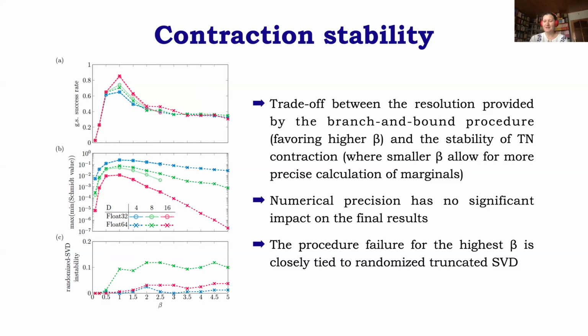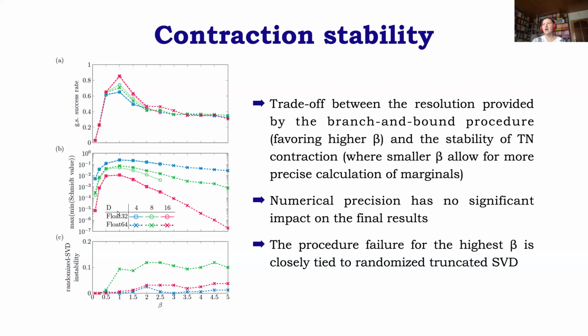And for one of my last slides, to better understand the limitations of our tensor network approach, we want to find the results of contraction instability. So we focused on the smallest problem size for the Pegasus graph with 216 spins, and we ran tests across different values of inverse temperature beta. Here you can see it on the horizontal axis, different bond dimensions and numerical precision settings.